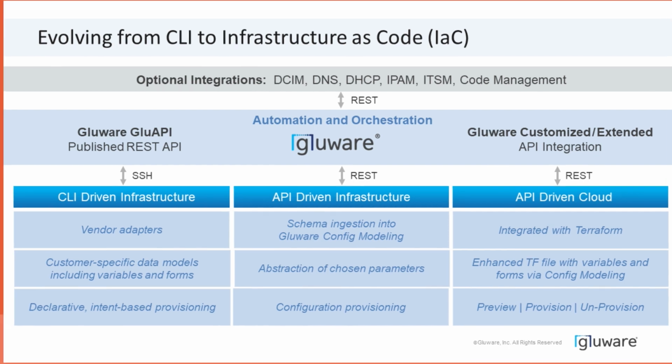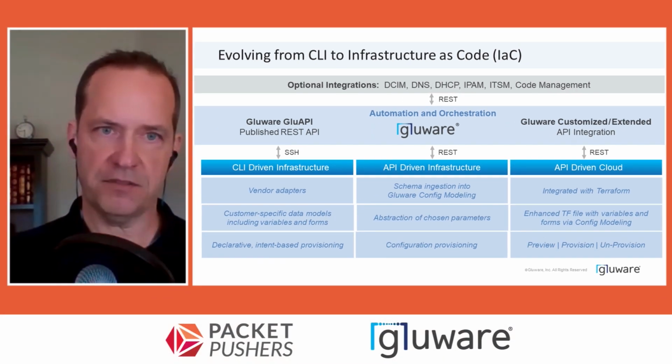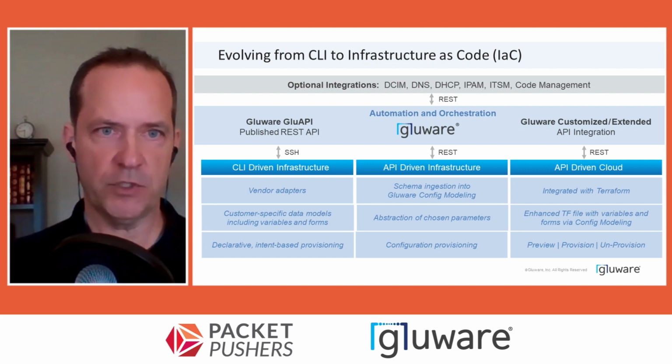So we can just pull that in. It shows up in that same screen, and again, we can just push that to the API, and you're in configuration provisioning mode right from Gluware.